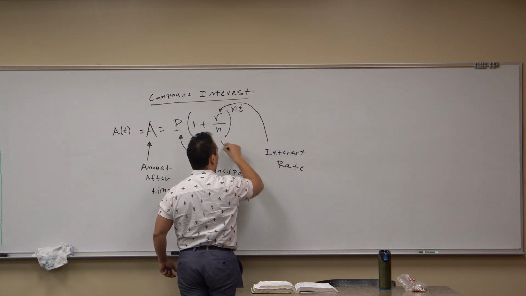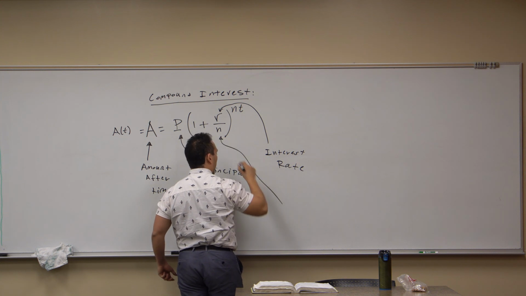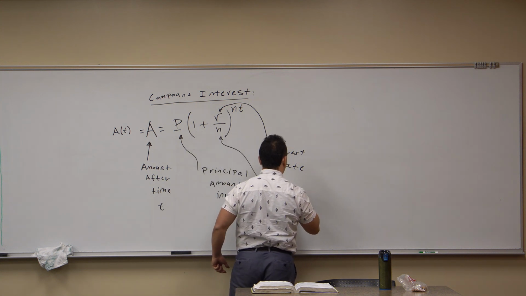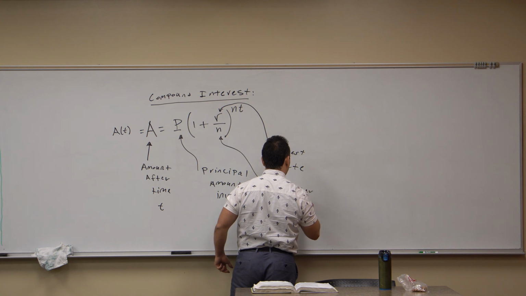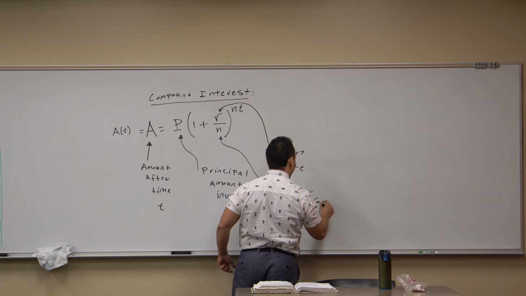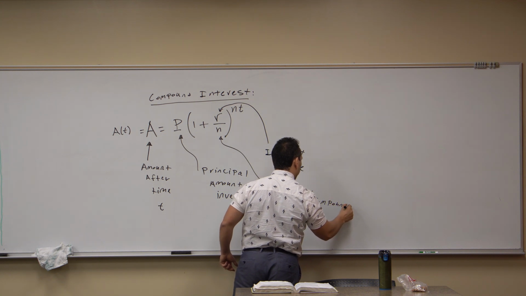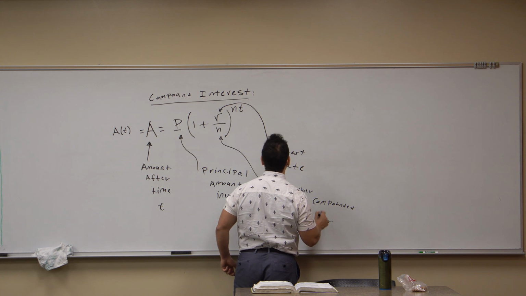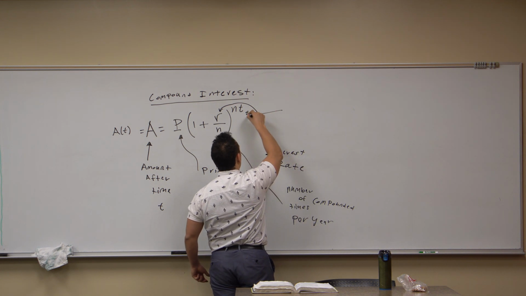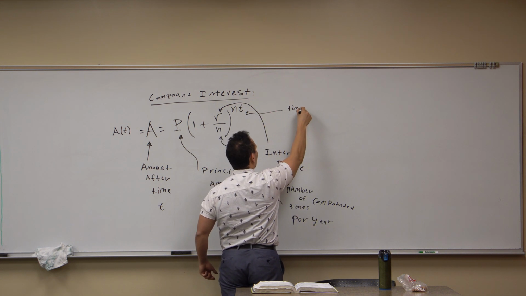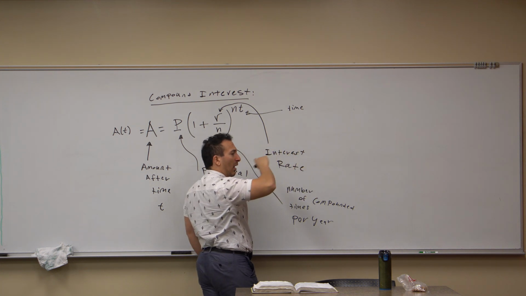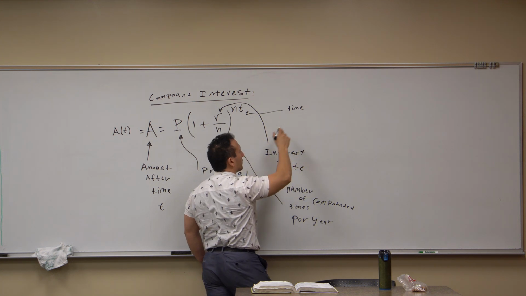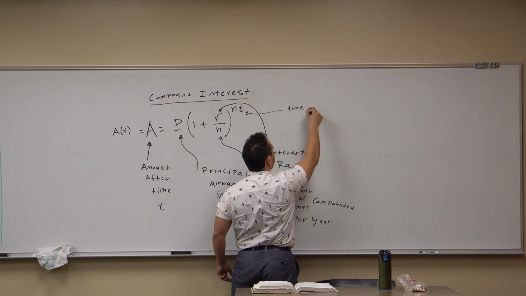Over here, N is the number of times compounded per year. And last but not least, T is time, and time is typically in years.